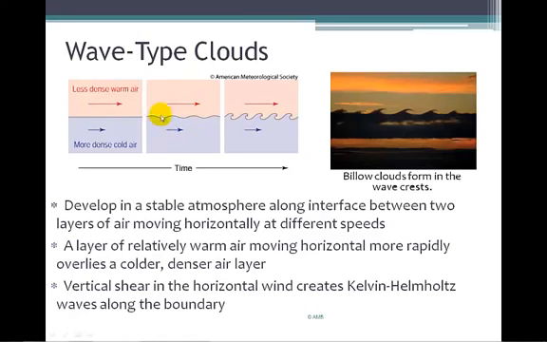So this vertical shear, this is called shear when you have winds moving in different directions or at different speeds, in this case it causes this disruption, which if it develops over a long period of time, you can see these little waves that develop, these cute little waves. So here's a picture of the sky with these kinds of clouds. Probably you've seen these.